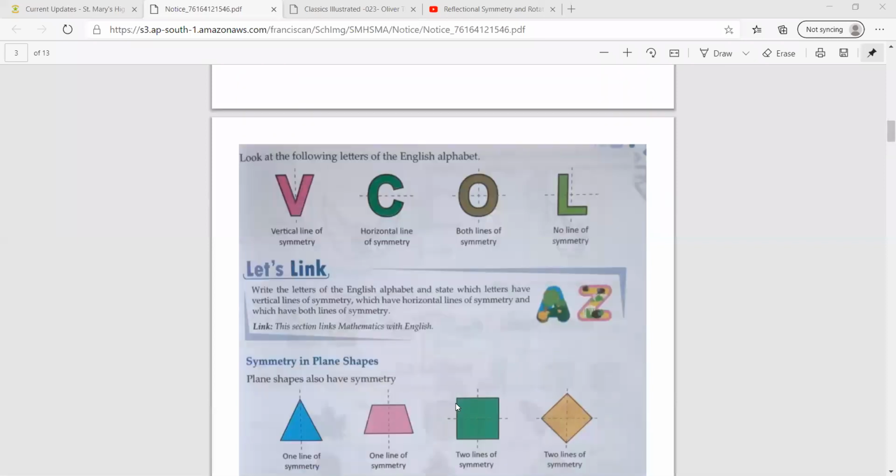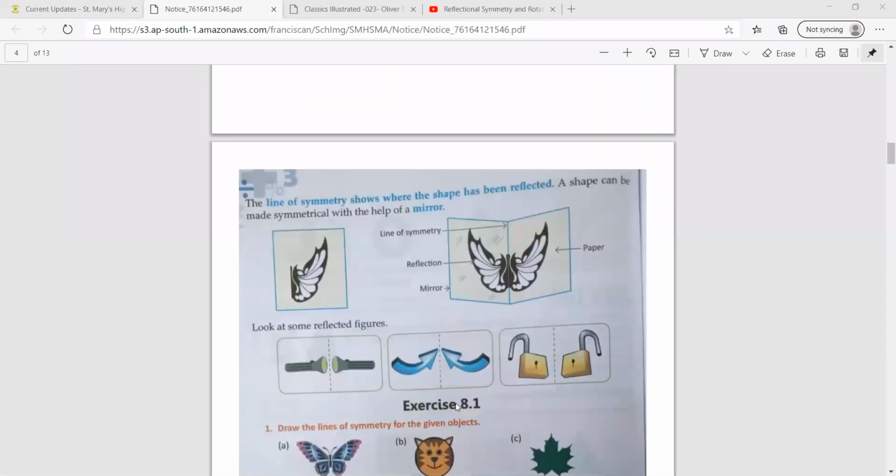Now, the line of symmetry shows where the shape has been reflected. A shape can be made symmetrical with the help of a mirror. So if I want to make a symmetrical shape for this particular thing over here, whatever design this is, if I place a mirror by the side of it, I will get a reflectional symmetry over here.